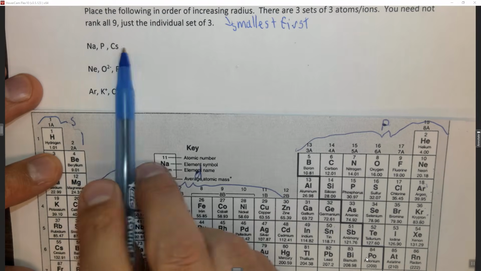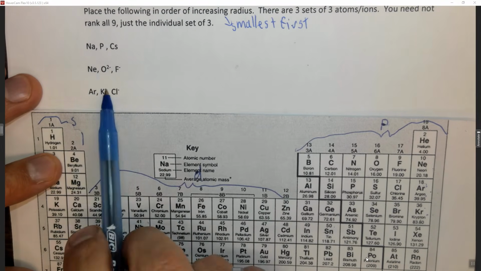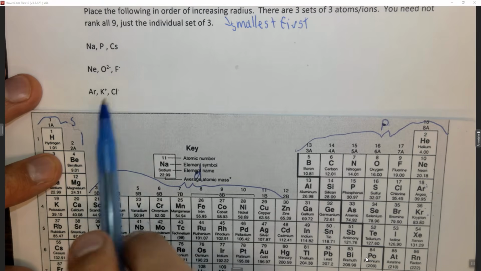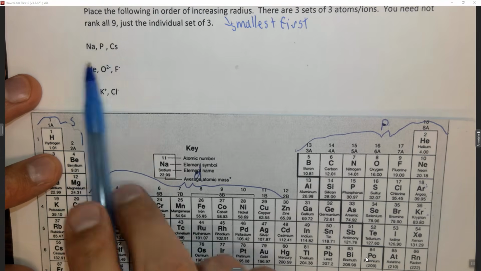So in the first case, we have atoms, and in the second two cases, we have ions. Remember, an ion is an atom with a charge. So if you see charges, you have ions. You rank atoms and ions differently. So let's look at atoms.